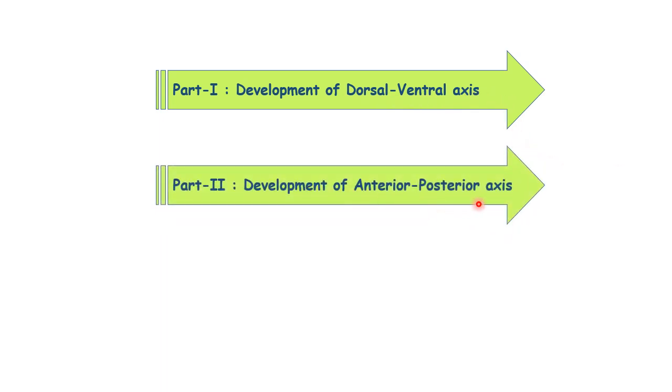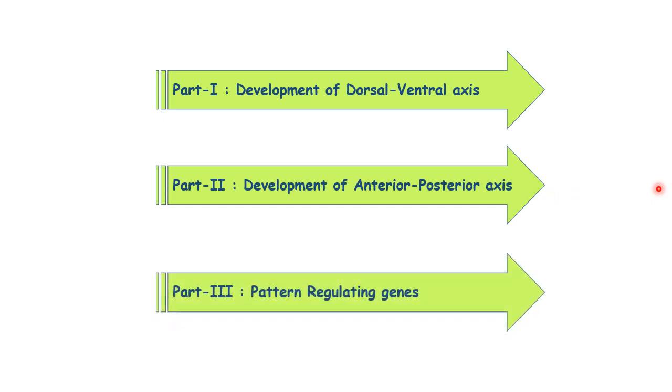So I have divided developmental genetics of Drosophila into three parts to make it easier and more understandable. The first part will be about development of the dorsal ventral axis. Part 2 will be about development of the anterior posterior axis and part 3 will be about pattern regulating genes. However, you should know that all these events are occurring at the same point of time in Drosophila.